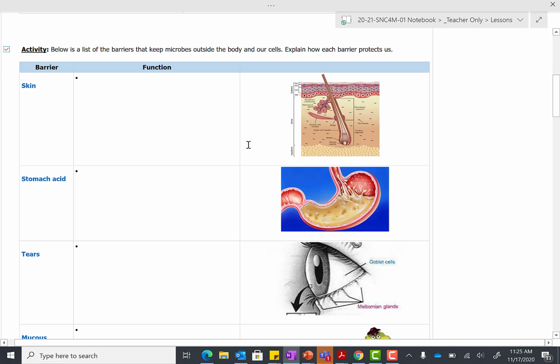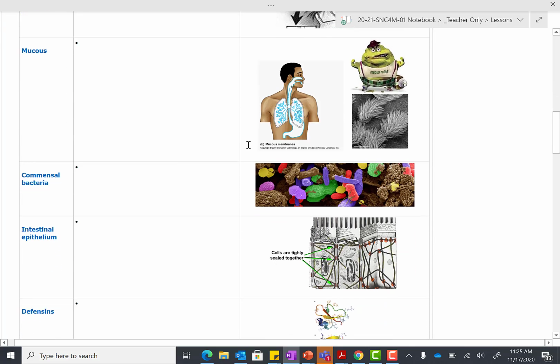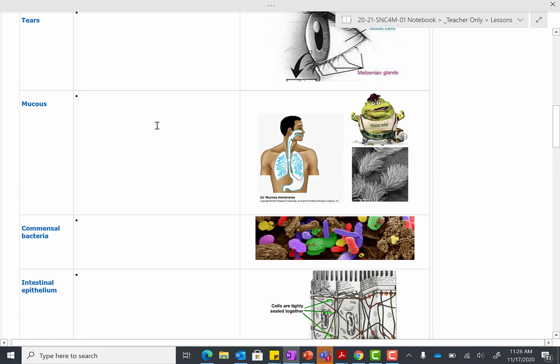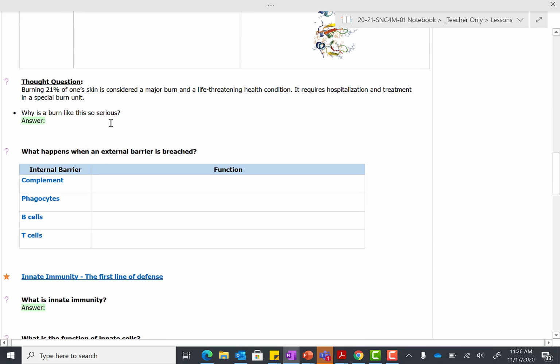Okay, so that's that section, talking about the barriers of your body. The next part that I want you to consider in relation to one of these barriers is this thought question. It says burning 21% of one's skin is considered a major burn and a life-threatening health condition. It requires hospitalization and treatment in a special burn unit. Why is a burn like this so serious? Think about that and what we talked about in relation to skin being a barrier, and write what your answer is there. If you're not sure, this is a good time to pop over in the Teams chat and pose a question to your classmates there.